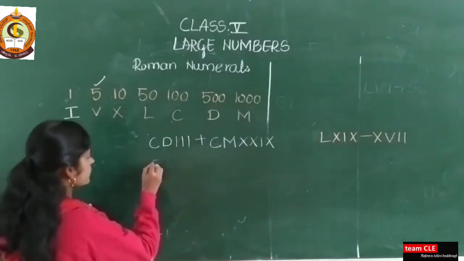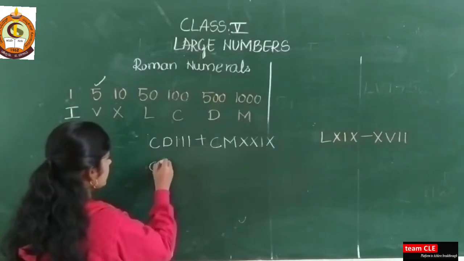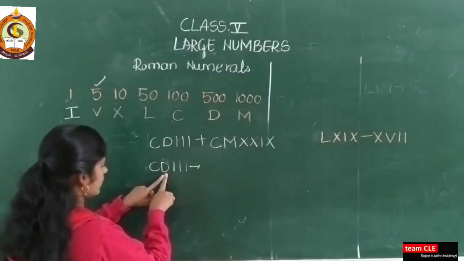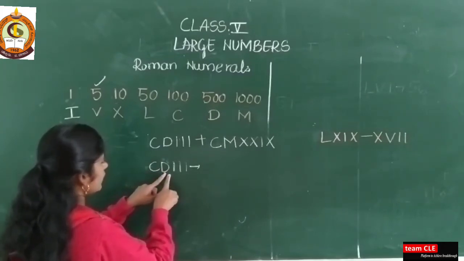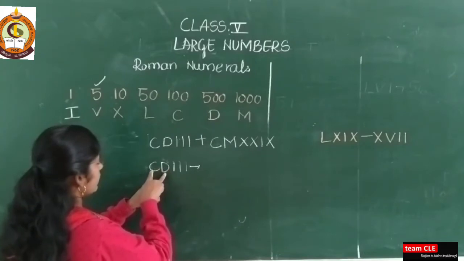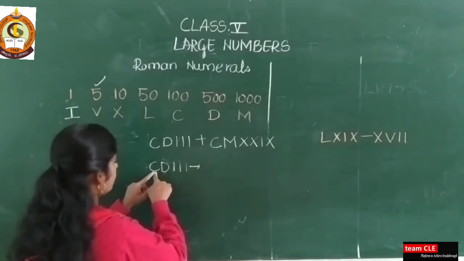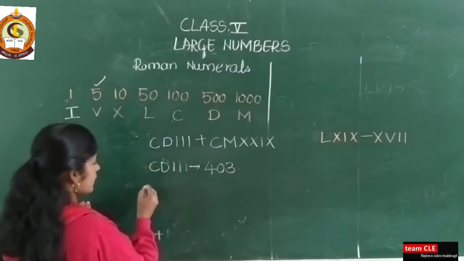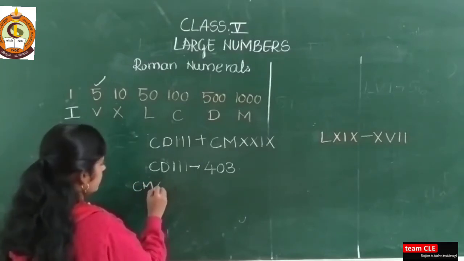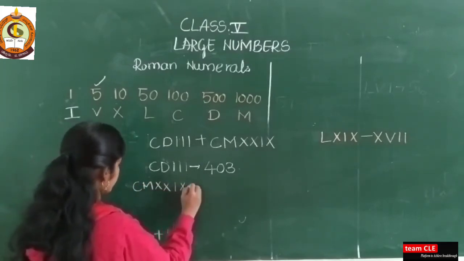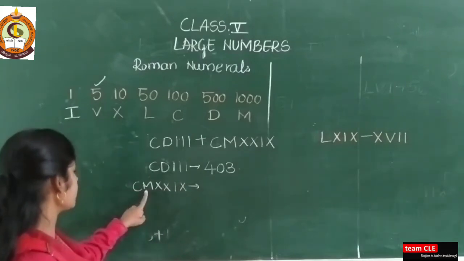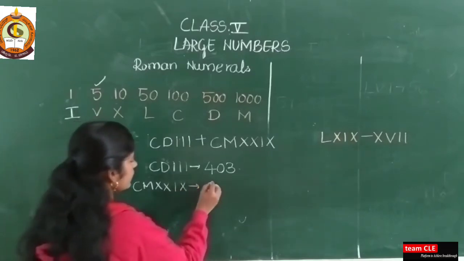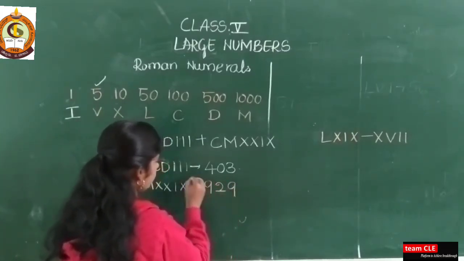So let us take this. How to write this? CDIII means CD means it is 400. Yes, because it is a smaller unit and this is a bigger unit. D means 500 minus 100 means it is 400, 403. So this is 403. Next what is there? See here, CMXXIX. Here CM is there, which means 900, 920, 929.